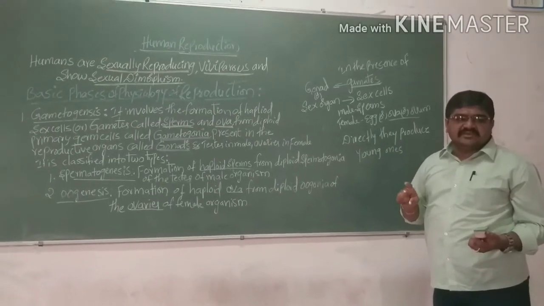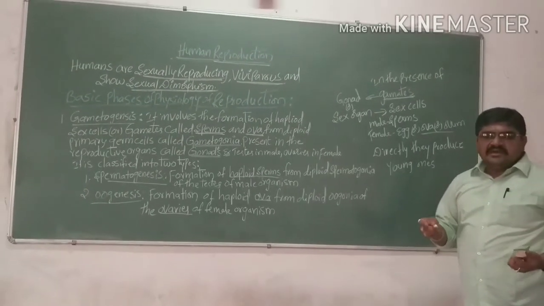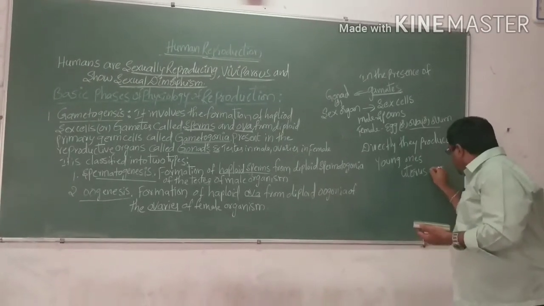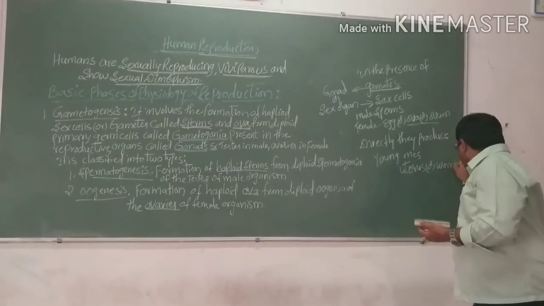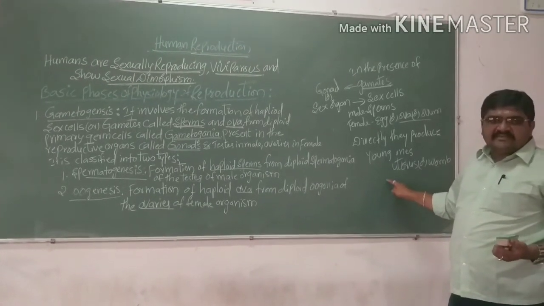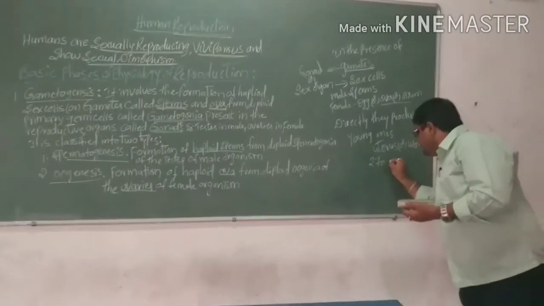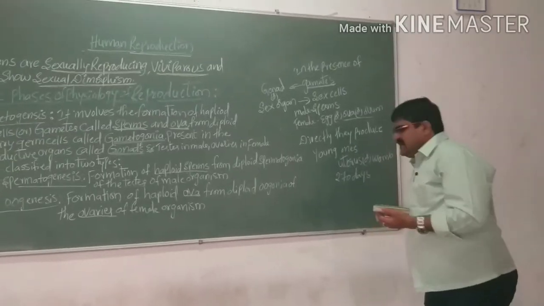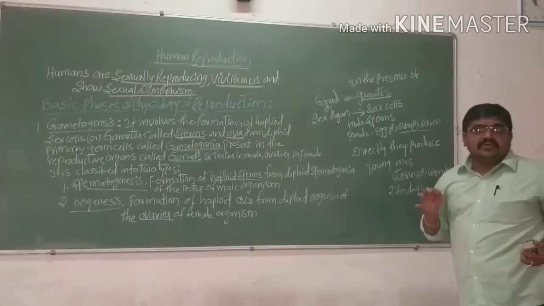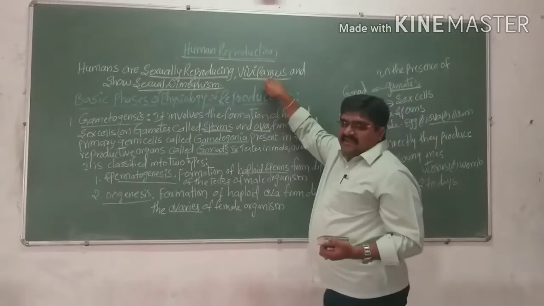When internal fertilization takes place, the development takes place inside the uterus or womb of the mother. Here in the womb, the development takes place for 9 months, that is 270 days. After 270 days, the delivery of a baby takes place. So directly we are producing young ones, so we can call them viviparous.